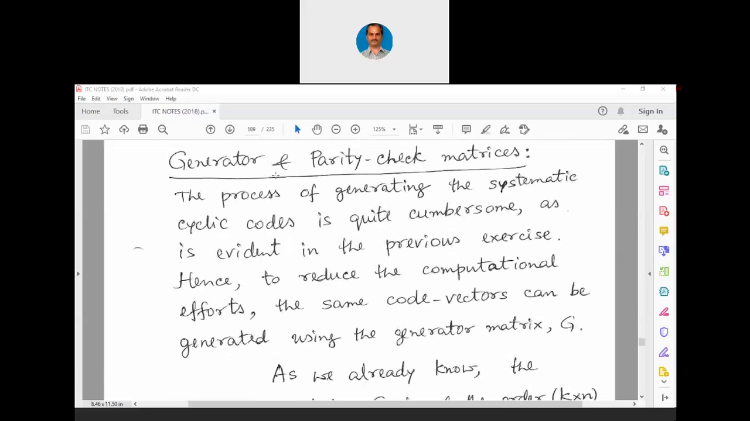Now you may wonder, why are we discussing again generator and parity check matrices? The reason is there now. We thought to get away with the matrix computations, so we are going for cyclic codes. That is why we are using polynomials, where our task is going to be easier. But why are we discussing matrices here again?